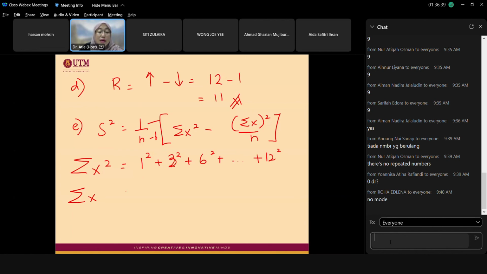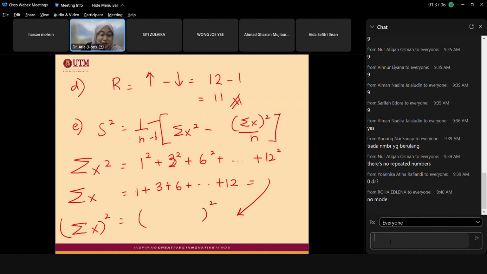The second one, you need to add 1 plus 3 plus 6 plus and so on, and then 12, and once you get the answer, for the x squared, once you get this answer right here, you need to square it, right? So that's what you need to do in order to find the variance.